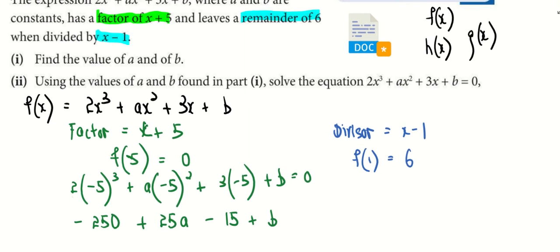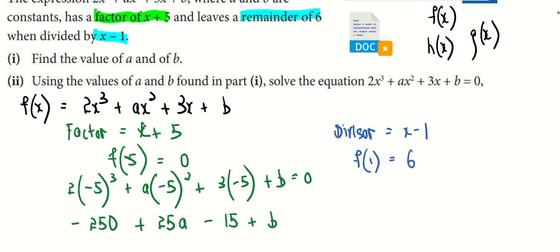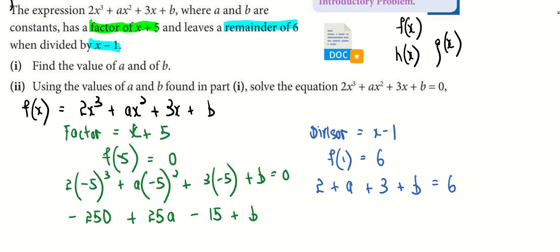Put in x is equal to 1 into the polynomial. This will be equal to 6. Now, replace all your x by 1 and simplify it. So obviously, there's an A, there's a B. Our job is to evaluate and make sure we can solve the simultaneous equation. But we need to simplify into a form that is easy for us.